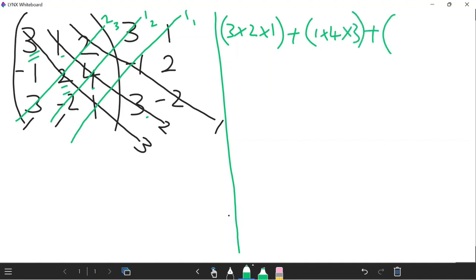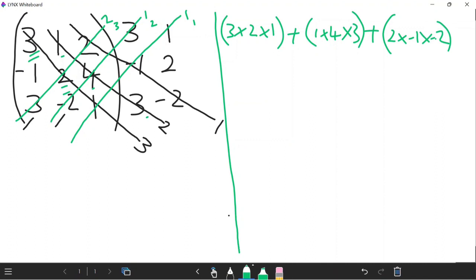Then the last one, in the elements in the leading diagonal, you have 2 multiply by negative 1 multiply by negative 2. So I hope you can see that on your screen. Then you're going to do that simple calculation.